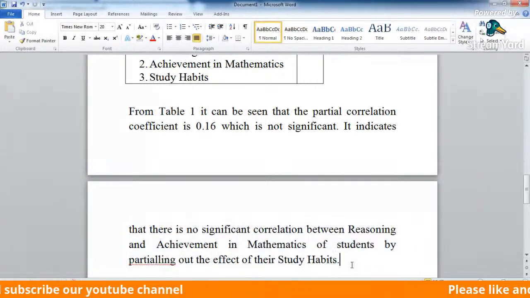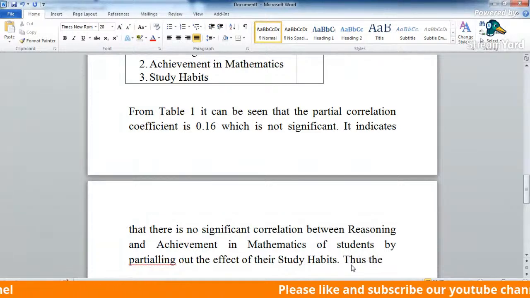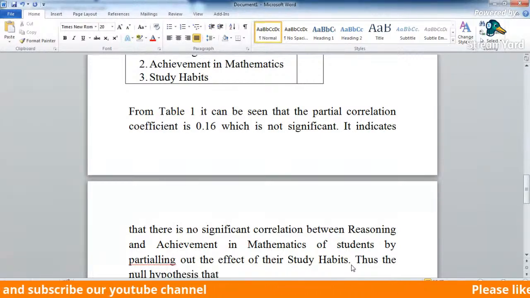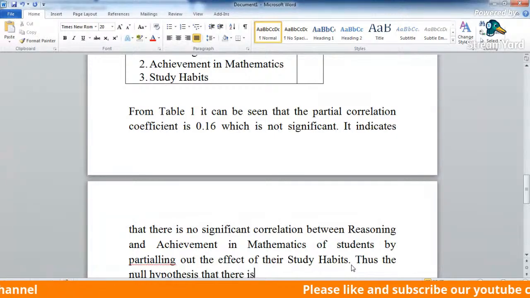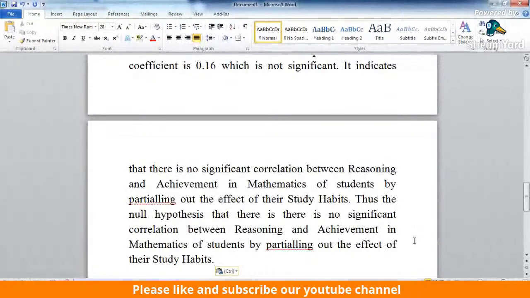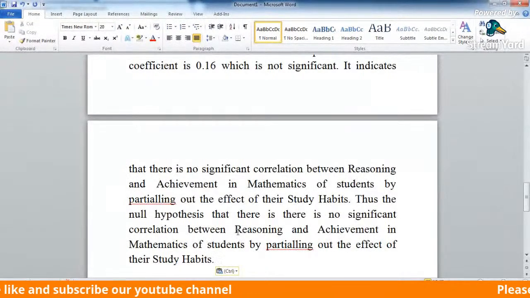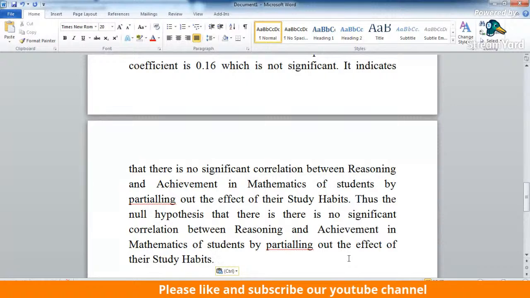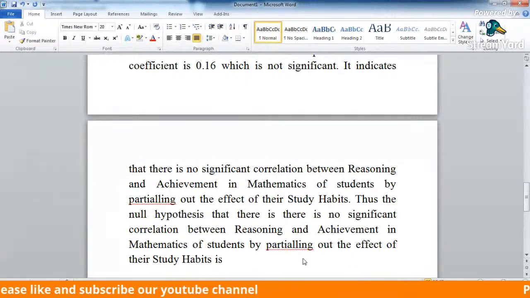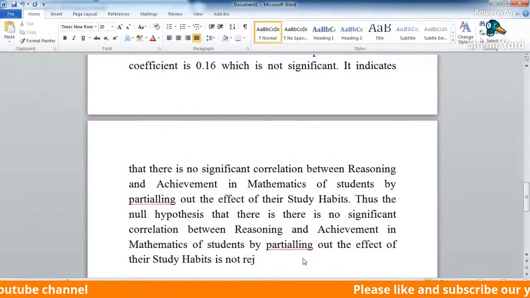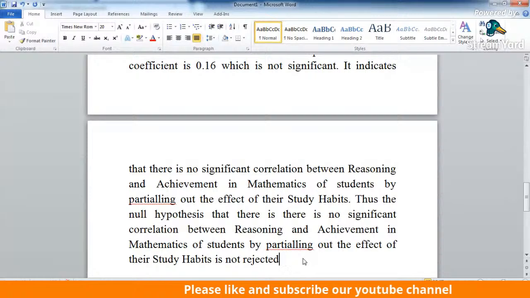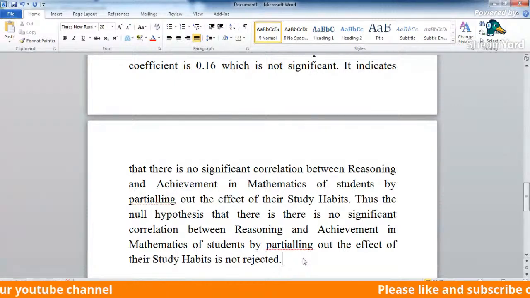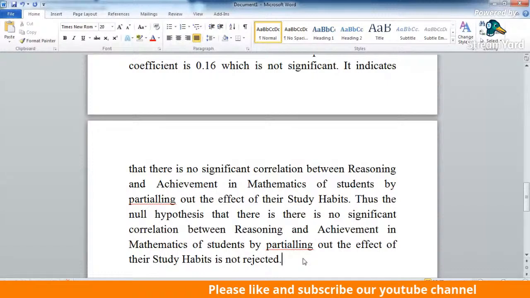And I say thus, the null hypothesis that there is no significant correlation between reasoning and achievement in mathematics of students by parceling out the effect of their study habits is not rejected. Now, the moment I say is not rejected, that means the hypothesis has been tested. And this is the third sentence which you have to write here.